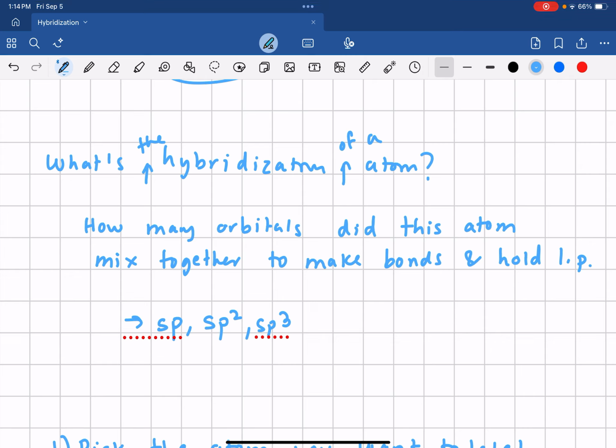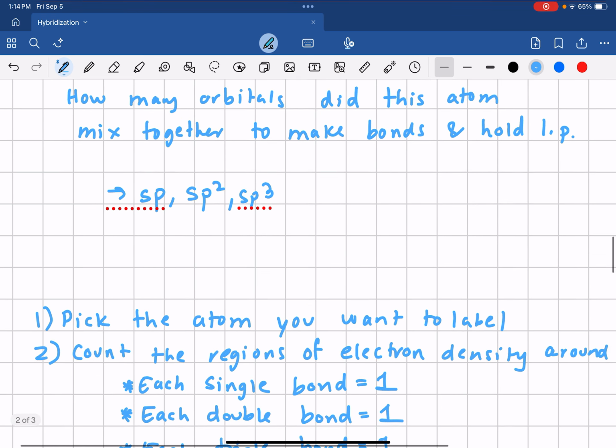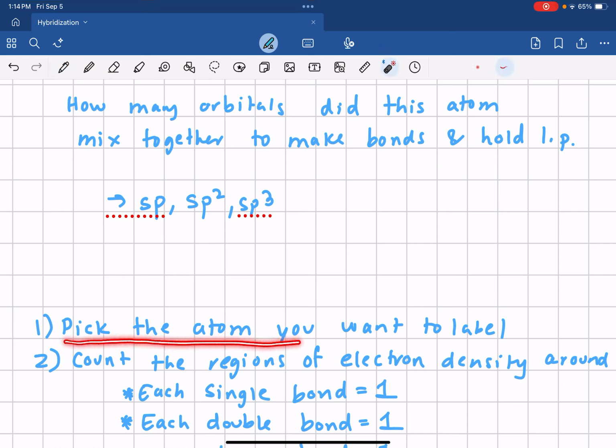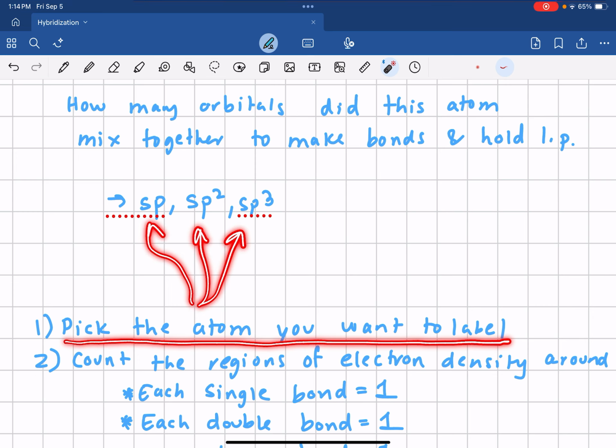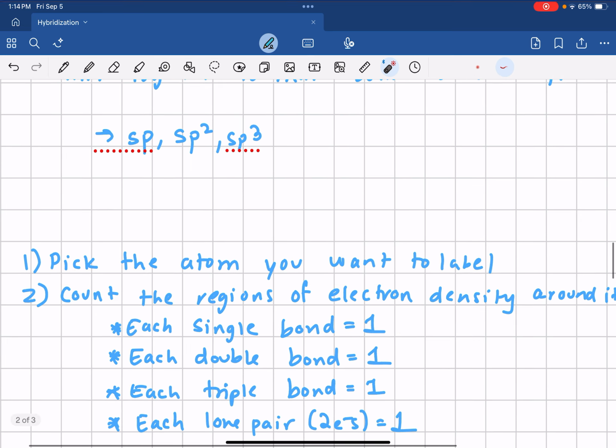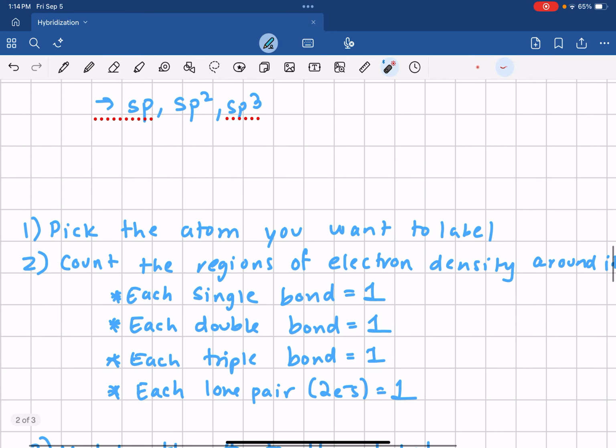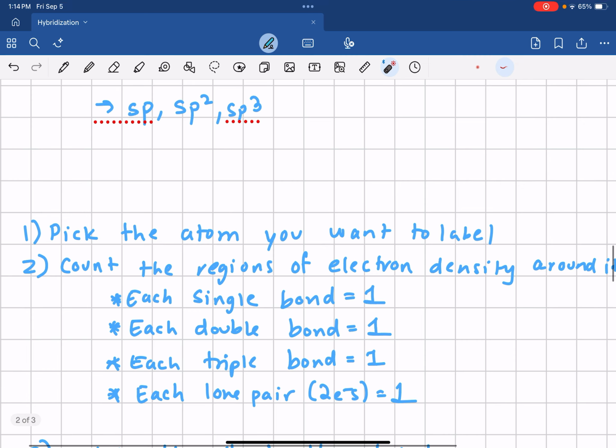My three-step rule that you can use to hopefully help you label hybridization every single time is step 1, pick the atom you want to label. Remember, it can either be sp, sp2, or sp3. Next, step 2, count the regions of electron density around it. For a single bond, that'll be 1. For a double bond, it'll be 1. For a triple bond, it'll be 1. And for each lone pair, it'll also be 1.